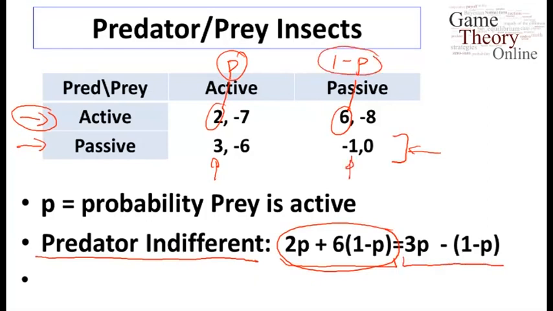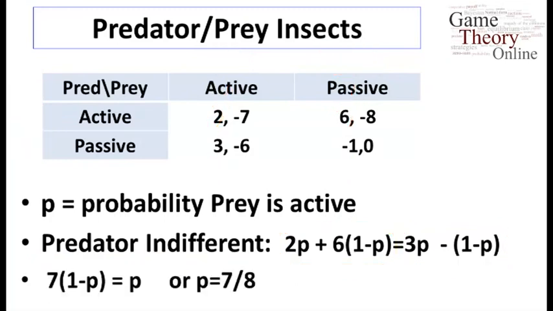So we end up with this equation for the predator to be indifferent between the expected payoff of playing active or passive. For both of these to be best responses, for them to be willing to randomize between these two, they're going to have to satisfy this equality. So let's solve that. If we solve that simple equation, 7 times 1 minus p is equal to p, or p is equal to 7/8.